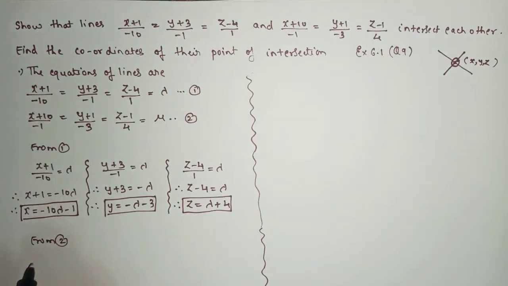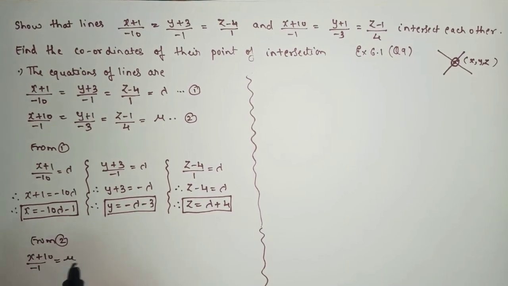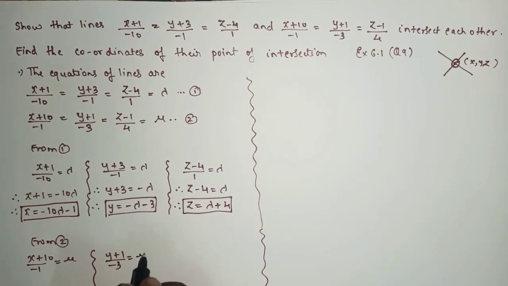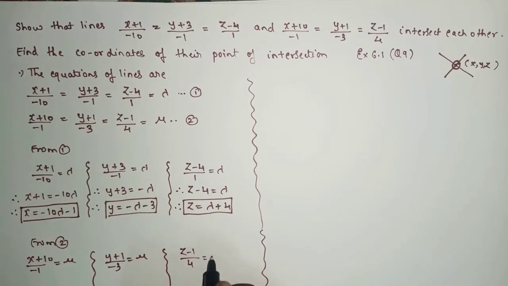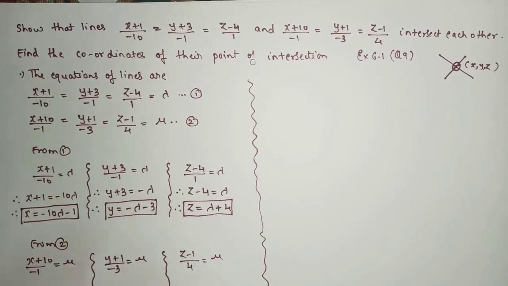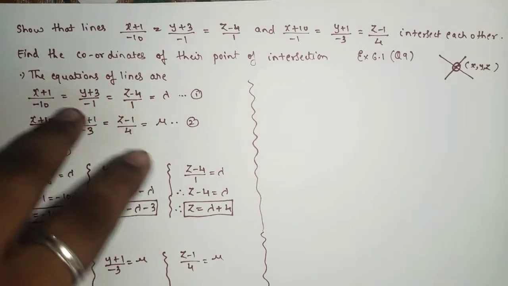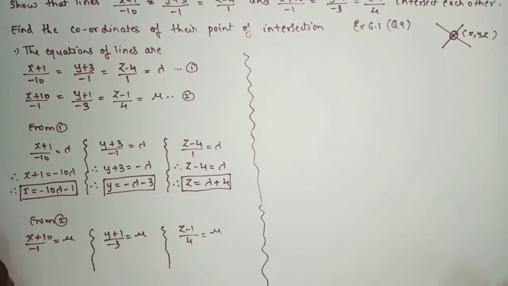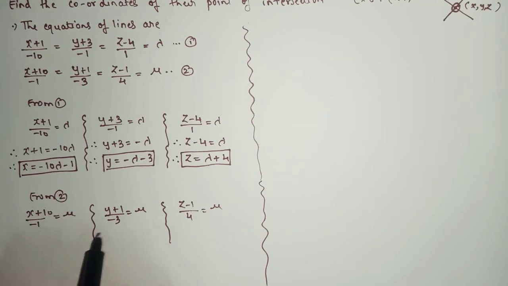From the second, we'll take the first and last, that is (x plus 10) upon minus 1 equals mu, (y plus 1) upon minus 3 equals mu, and the last one is (z minus 1) upon 4 equals mu. As we have two Cartesian equations, we'll take each ratio of the first equal to lambda, and for the second each ratio equal to mu. After that we'll apply the same concept to get x, y and z.